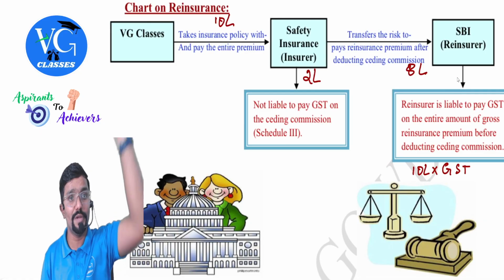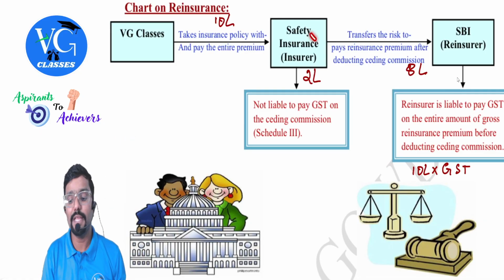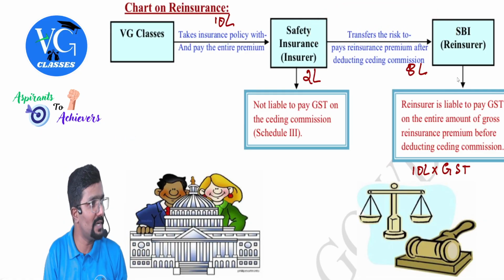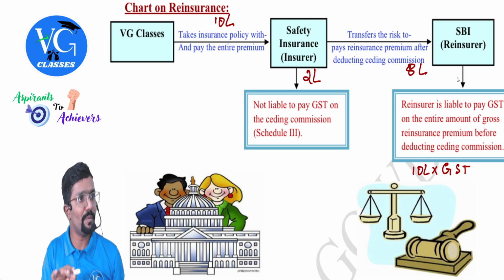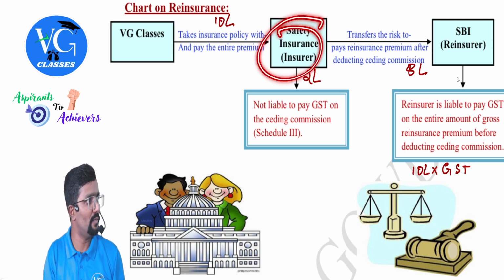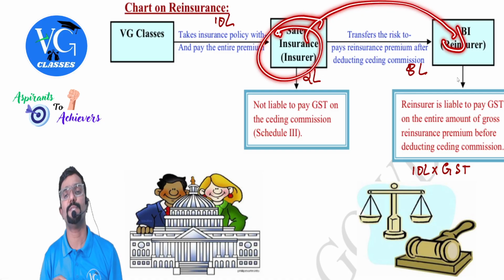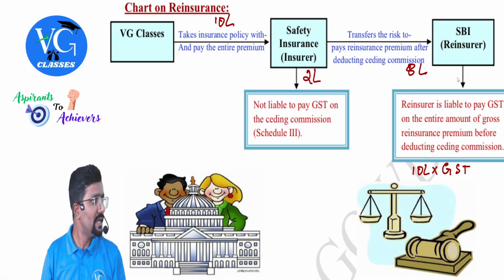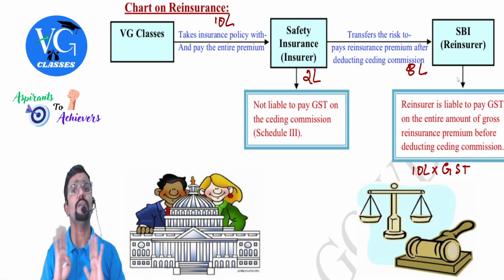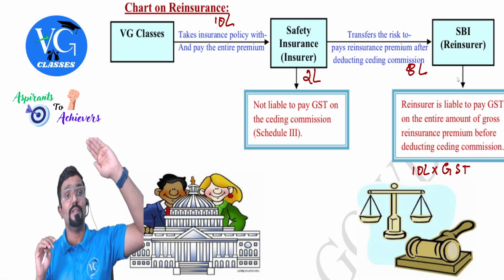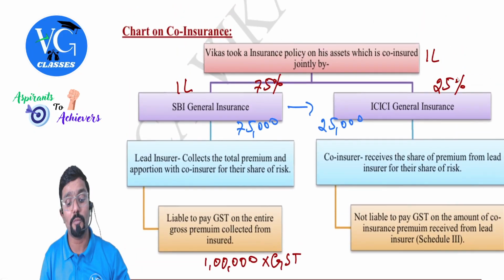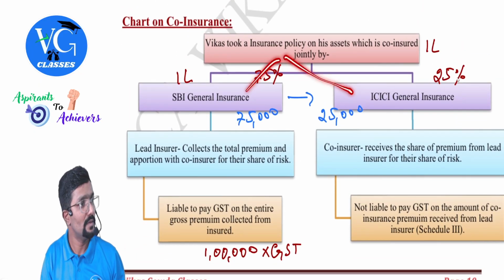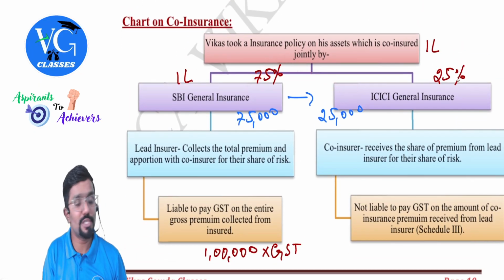There is a difference between co-insurance and reinsurance. Did they come together and take the policy jointly? No. I took the policy with only whom? Safety. Only one person. But that person couldn't accept fully. So what did he do? He shifted it to SBI. We call this process reinsurance. Can we use the word jointly here? No. Please be careful. There I myself went and took the policy with both of them. Clear? Can I call it jointly?